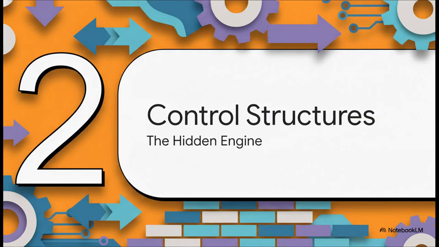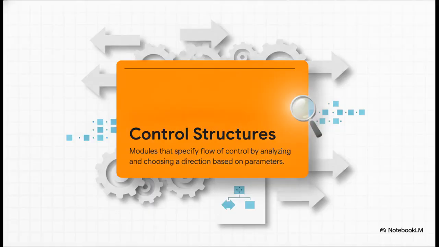Section 2. Understanding control structures, the hidden engine. So, right at the very core of that blueprint are these things called control structures. Think of them as self-contained, analytical decision makers that just work silently in the background. They're constantly crunching data, dictating exactly which direction a workflow should take based on very specific parameters.